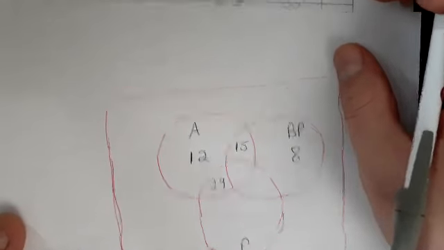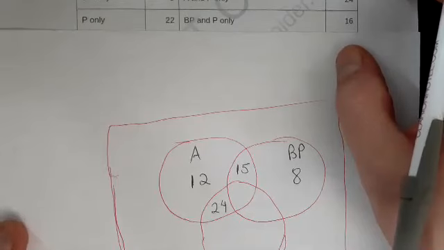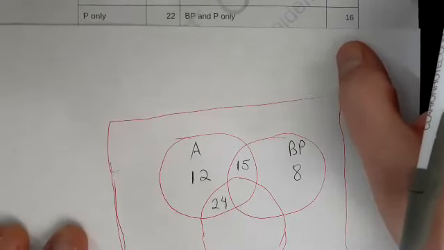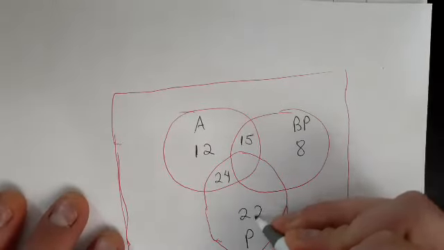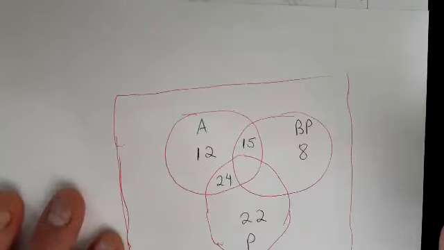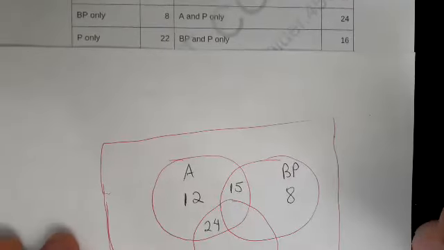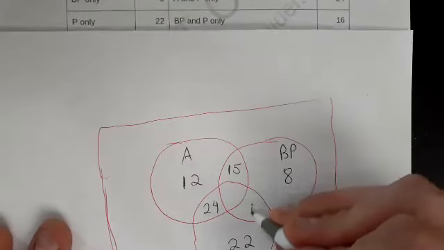That's right. And the next thing is P only. If you want to do P only, that means in the circle of P and then no other circle. So that is the 22 right there. BP and P only is 16. So that is this overlap.